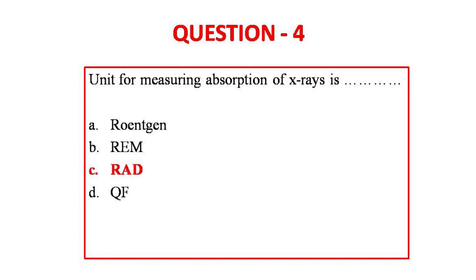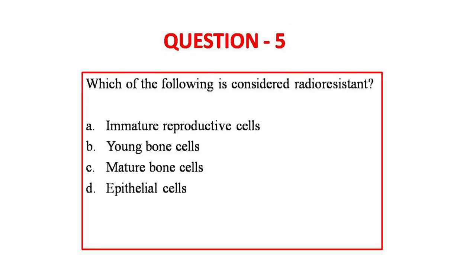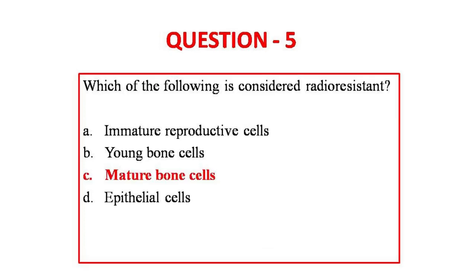So moving on to question number 5. Which of the following is considered radio resistant? They've given us 4 options: immature reproductive cells, young bone cells, mature bone cells, and epithelial cells. The answer to this question is mature bone cells.